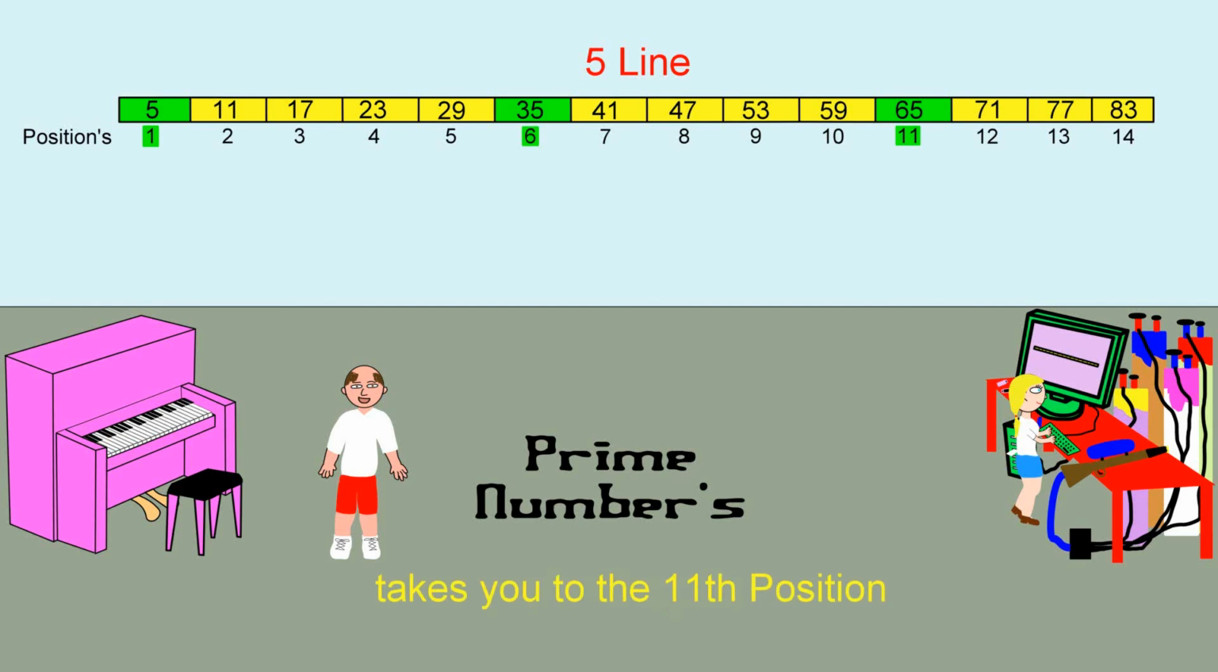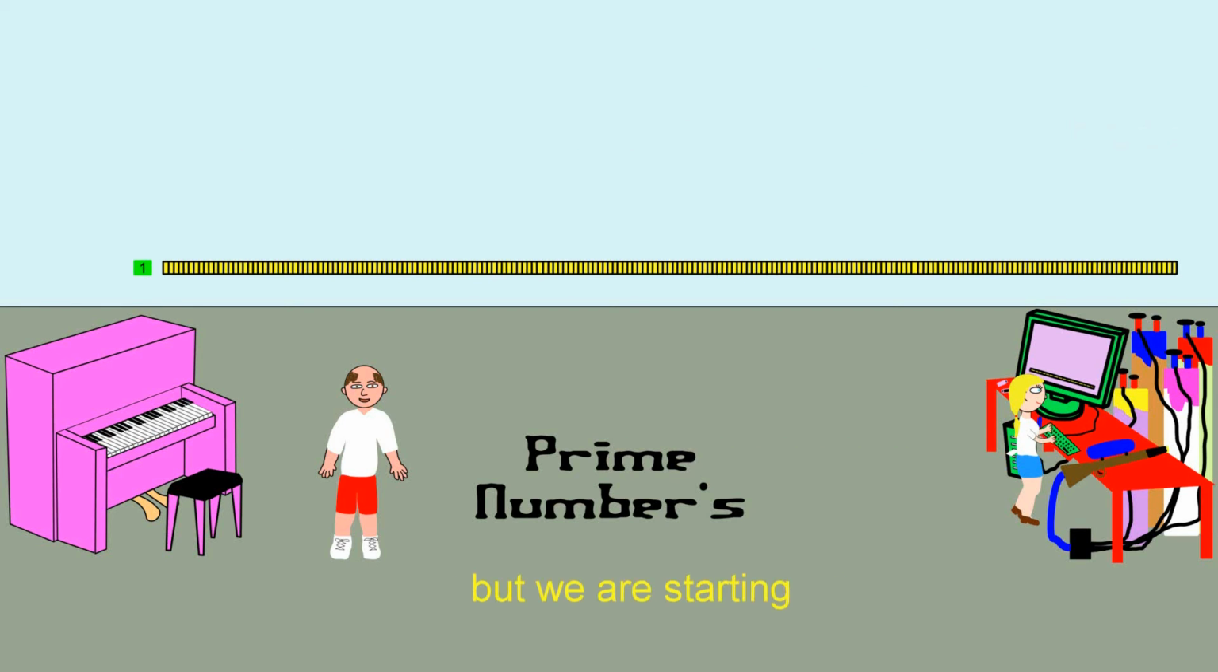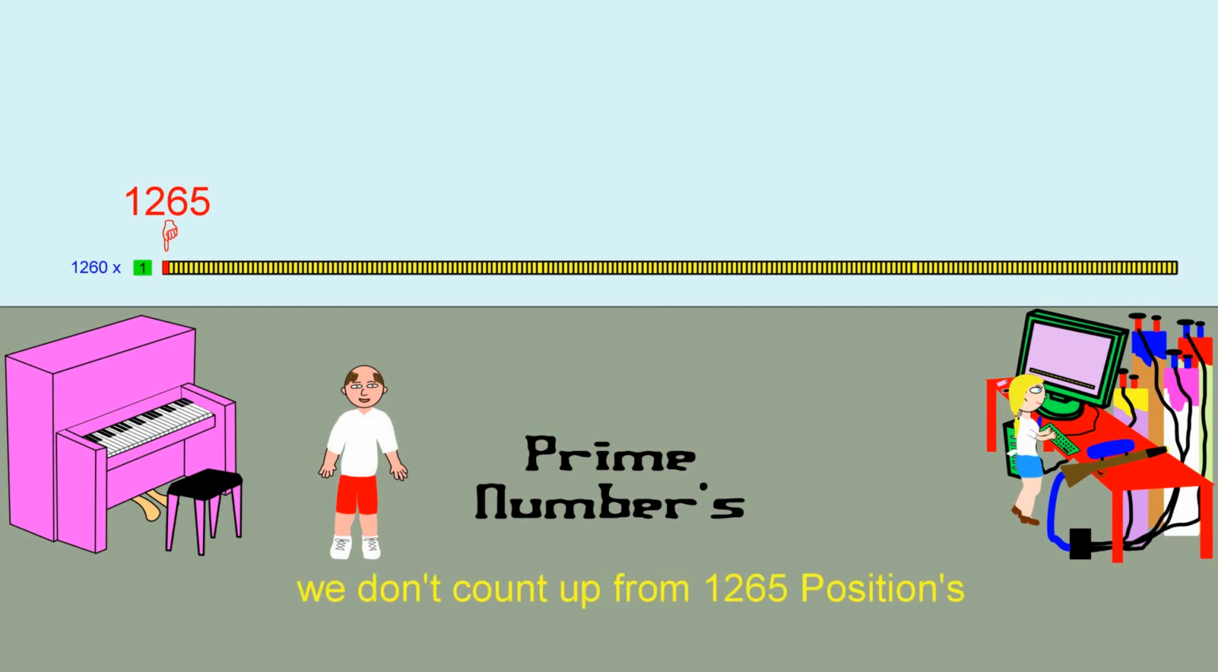Plus 5 again takes you to the 11th position, the 65. This counting method is fine for the numbers 5 or 11 or any of the smaller numbers. Doing it this way is actually the horizontal expansion. But we are starting with the number 1 grid. We know that the first position of that grid contains the number 1265. The grid number, which is 1, times 1260 plus 5. We don't count up to 1265 positions to find the second instance of the symmetrical pattern.